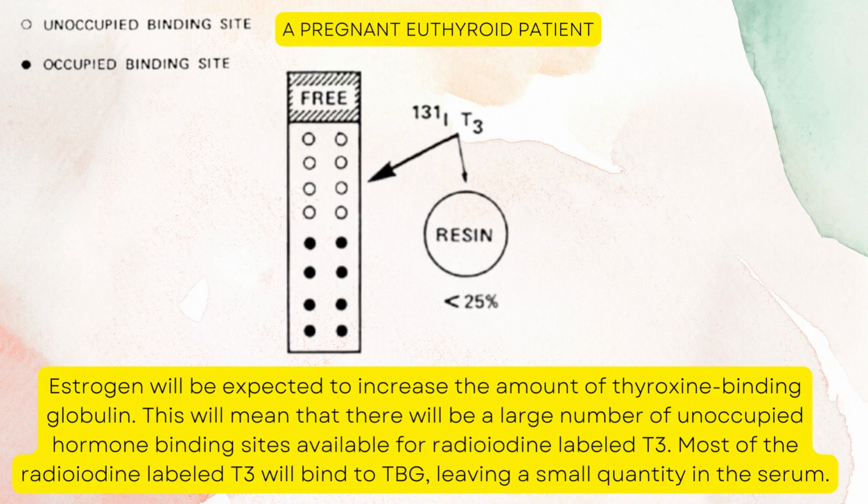Finally, let's evaluate your understanding of this test by examining what happens in the setting of abnormal thyroxine-binding globulin levels. For example, in a pregnant euthyroid patient, estrogen will be expected to increase the amount of thyroxine-binding globulin. This was mentioned earlier. This will mean that there will be a large number of unoccupied hormone-binding sites available on TBG for radioiodine-labeled T3. Most of the radioiodine-labeled T3 will bind to TBG, leaving a small quantity in the serum. Thus, the T3 resin uptake will be low, usually below 25%.